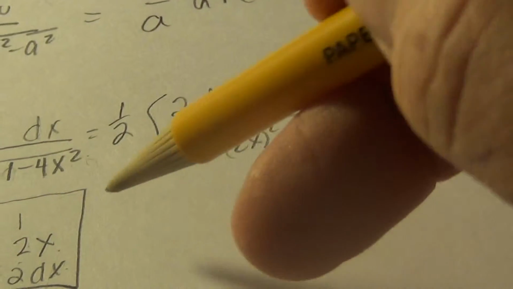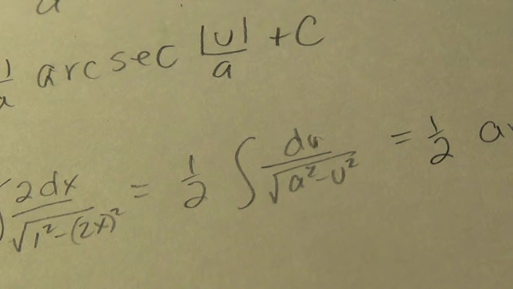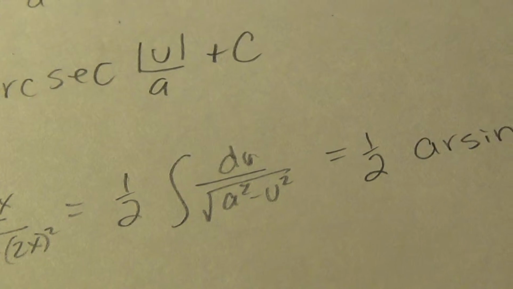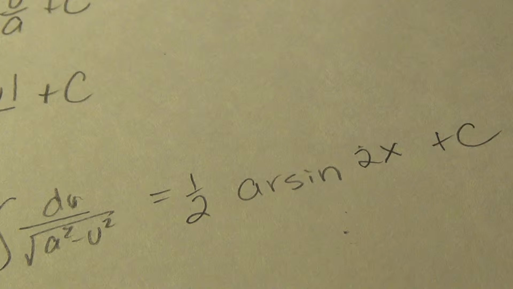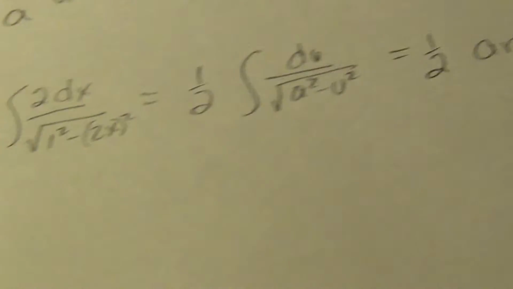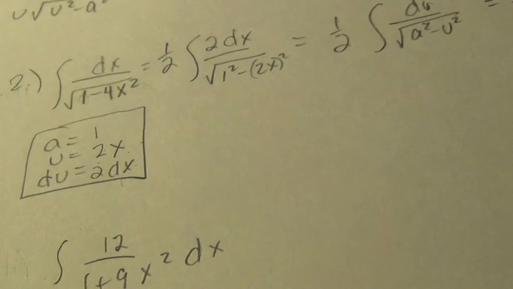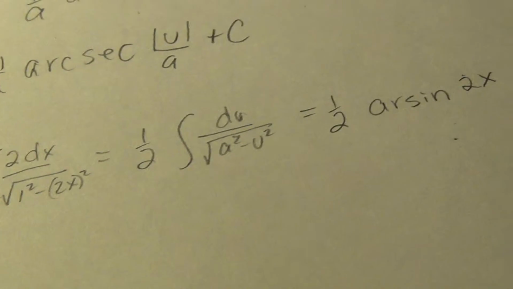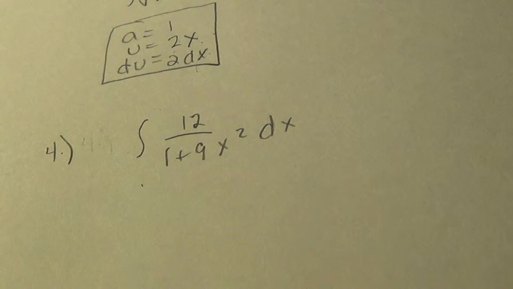So what is my u? 2x. And what is my a? Just 1. So I end up with 1/2 arcsine 2x plus c. So it's like a u substitution problem. Let me zoom out just a little so you can see a little bit more at once. All right, the next one I want to talk about is number 4.